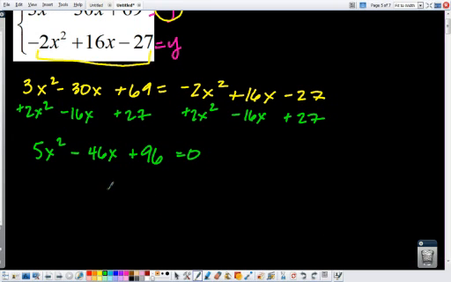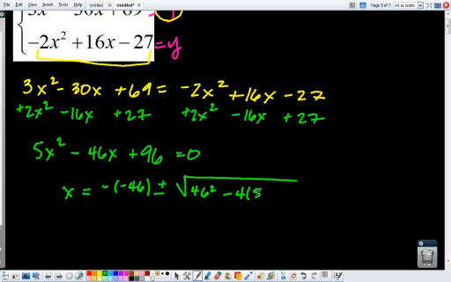If I wanted to, I could go ahead and try to factor this, but I'm not going to do that. I'm going to just plug this into the quadratic formula and find my x values. So x equals negative b, which is negative 46, plus or minus the square root of 46 squared minus 4 times a times c, divided by 2a. I'm just going to grab my calculator and plug this in. Give me 1 second. And then we'll have our x values ready to go.